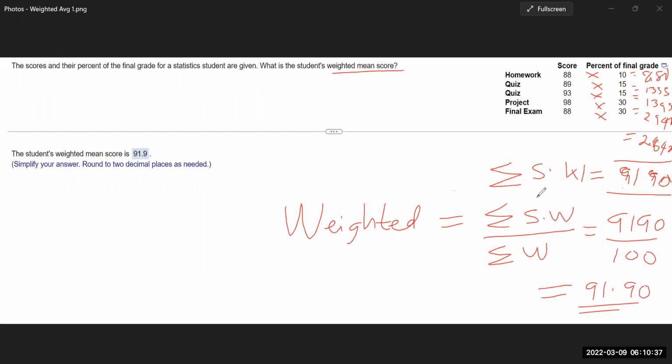And now my weighted mean score will be equal to 91.90. Okay. You notice that this is different from how to find your GPA. When you're looking at GPA, you're looking at different courses, but this is finding your grade in a particular course. Is that okay? Knowing the individual weights of each of the categories that make up your entire grade for that course. Okay, so that's all that this is about.